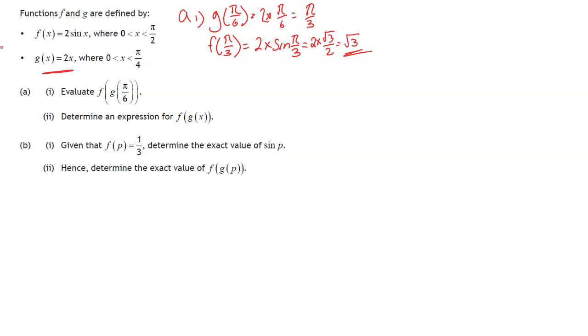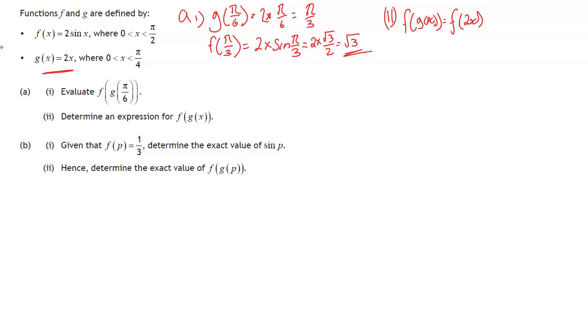What I can then do is go on to A part 2. Now A part 2 is all about determining a generic expression for f of g of x. So the first one, A part 1, was taking a specific value of x, putting it in g and then putting that answer in f. This one here is taking the generic function g and putting it in f. So what we've got to remember is that f of g of x is basically asking us to figure out f of whatever the g of x is, which is 2x.